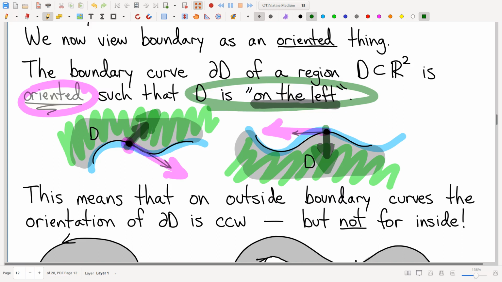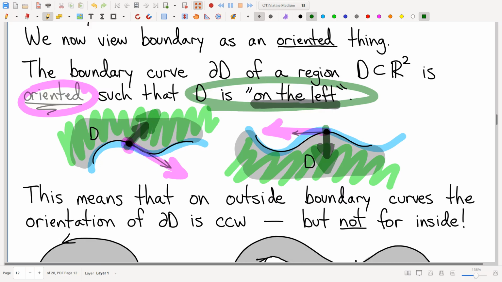Yes? So can you just choose which direction you're moving in? You have to choose so that this condition is satisfied. Does that make sense? So there's always two choices. Whenever there's a curve, there are two different directions one could go. One of them will put the region on your left, the other one will not, and you have to choose the one that does.